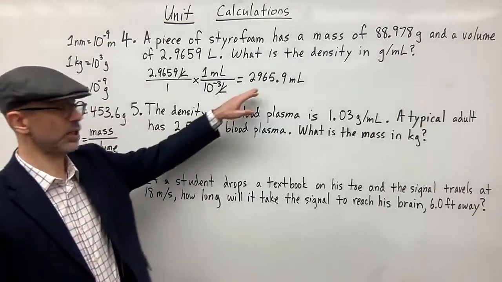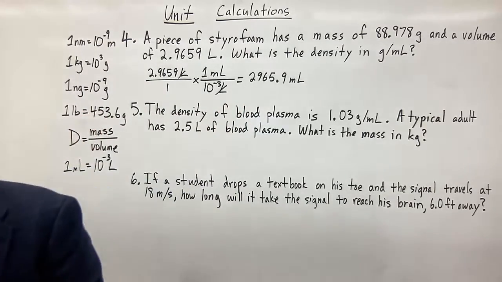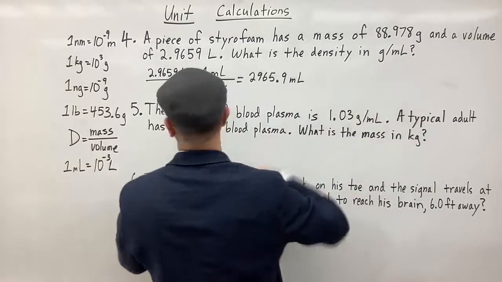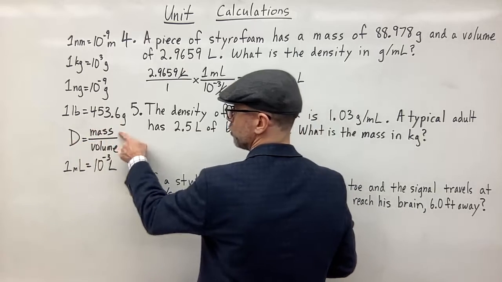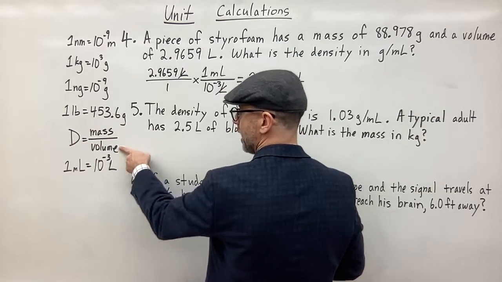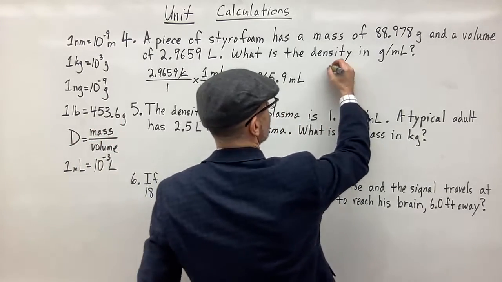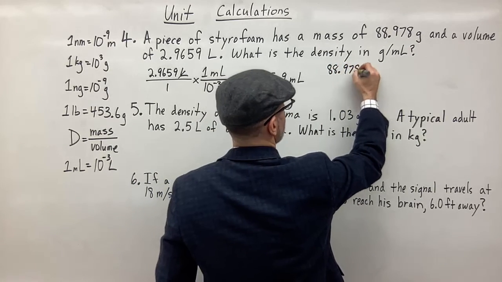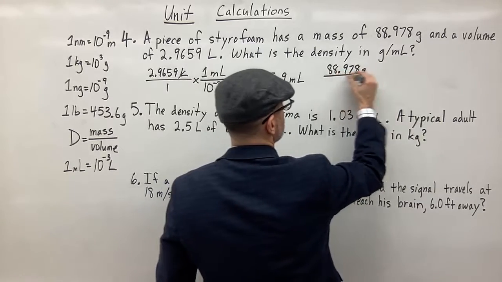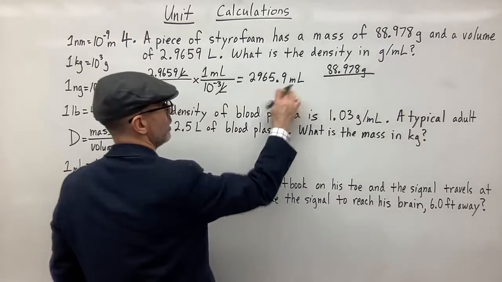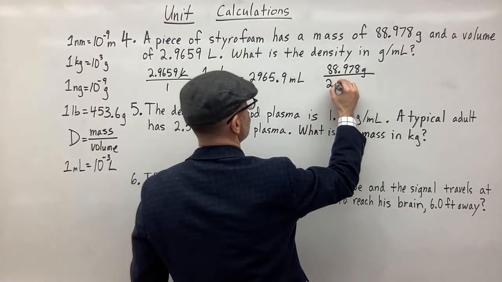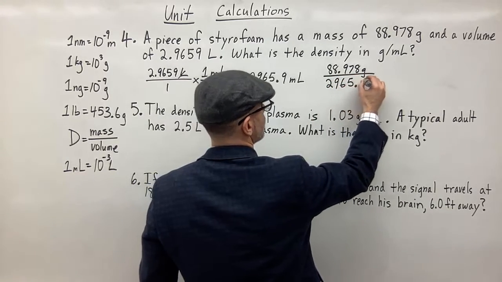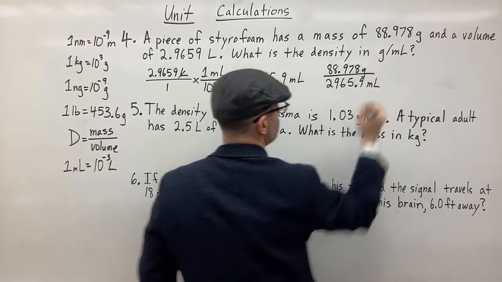So now that I have milliliters, let me double check to make sure I got this right. Yep, so here I have grams. Now to get the density in grams over milliliters, I just divide mass by volume. So here I have 88.978 grams, and we divide that by the milliliters here, 2965.9 milliliters.